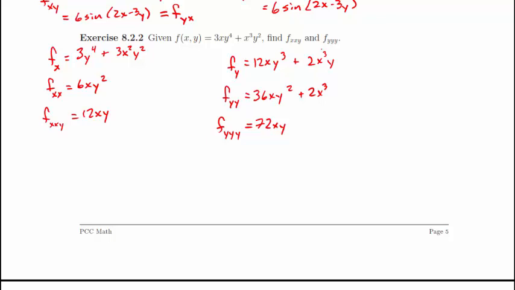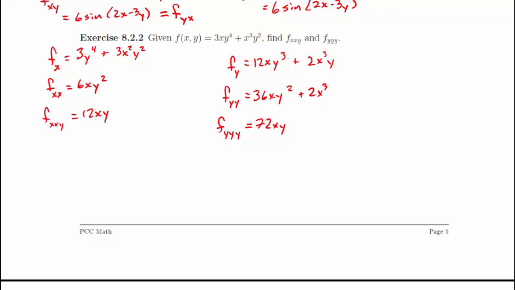All right, and then for f sub yyy, we have f sub y equals, here 3xy to the fourth, the 4 comes down and makes a 12xy to the third, as the x is thought of as a constant, plus x cubed is thought of as a constant in the second term. The 2 comes down and we get 2x cubed y to the first. We take the derivative with respect to y again, the partial derivative with respect to y again.